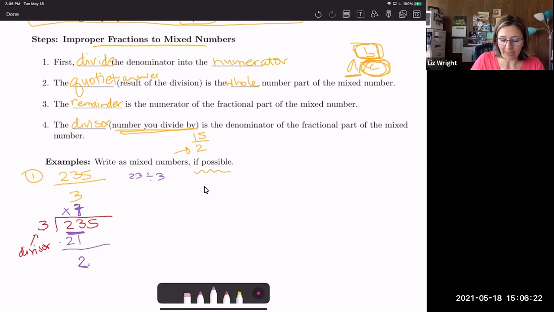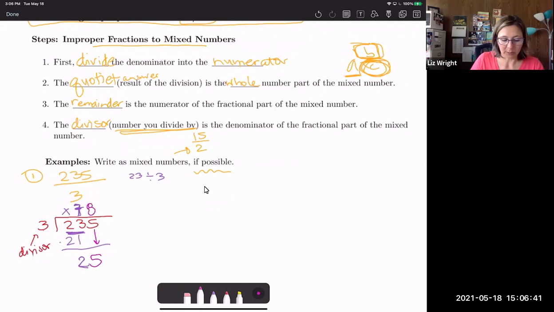Keep going. Now that keep going process means I bring down that 5. So we're going to bring down that 5 and we say, okay, how many times will 3 go into 25 without going over? It's like the Price is Right rules. How many times will it go in without going over? Here we go. It's going to be 8.